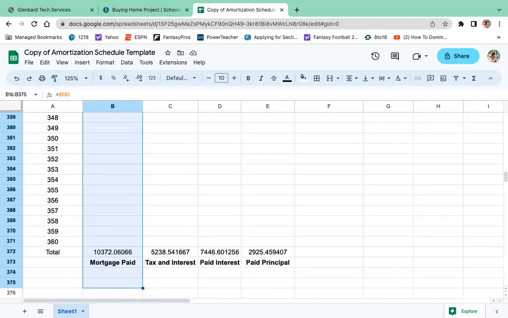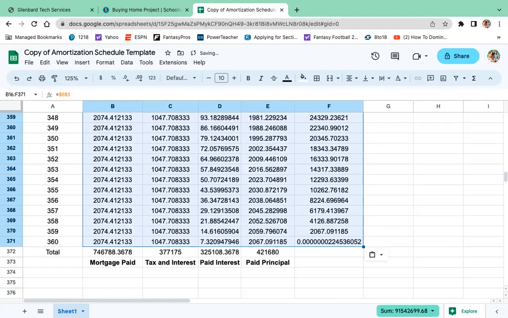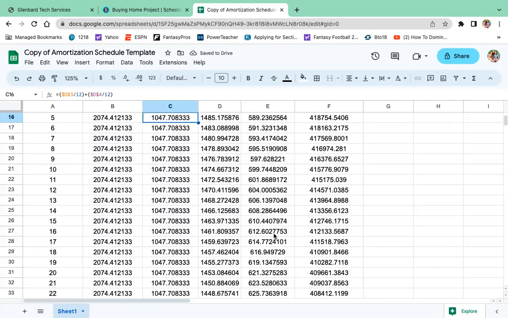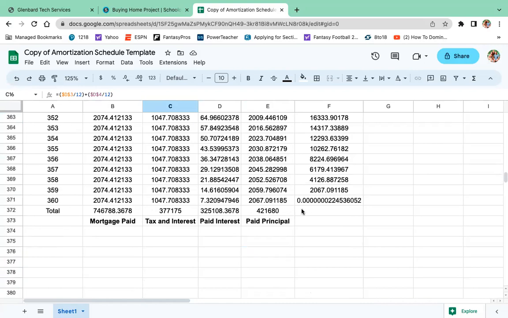Okay, once I get to 360, I'm going to do this. And you see at the end of it all, I get down to a balance of basically 0. Okay, I'll tell you how I calculated these later, but it's really easy. I just did a sum of each of the rows above them. And then we see how much we ended up spending on our mortgage, how much we ended up spending on taxes and insurance, how much we paid in interest, and how much we paid in principal.